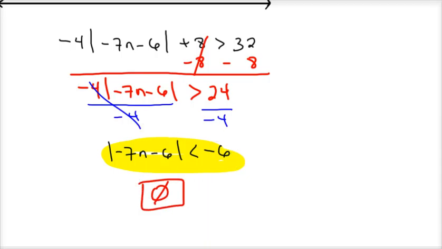So not until we get to the point where the absolute value is isolated, without any numbers being multiplied or added to it or divided by it, can we make the assumption that there is no solution.